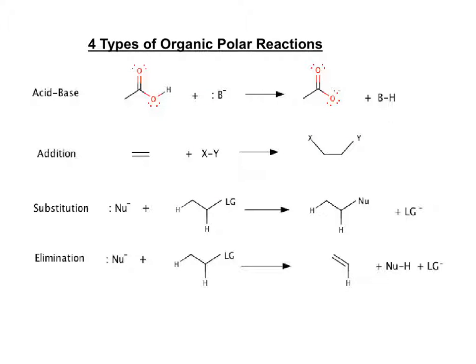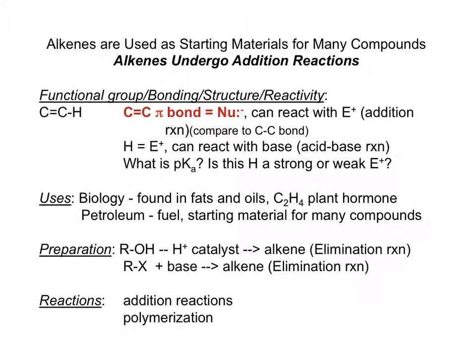In an addition reaction, an alkene reacts with reagent XY. In the addition product, note that X and Y add to each vinylic carbon. Alkenes undergo addition reactions because the carbon-carbon pi bond behaves like a nucleophile. So an alkene addition reaction is a good way to add a functional group. And as a result, alkenes are used as starting materials for many different compounds.